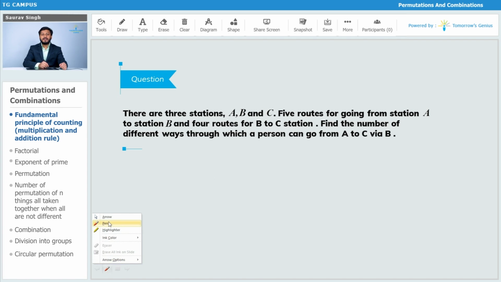Suppose the question is: there are 3 stations named A, B and C. There are 5 routes for going from A to B, so there are 5 ways in which we can reach B from A, and 4 routes from B to C. Now you have to find the total number of different ways through which a person can go from A to C via B. Suppose this is station A, this is station B, and this is station C.